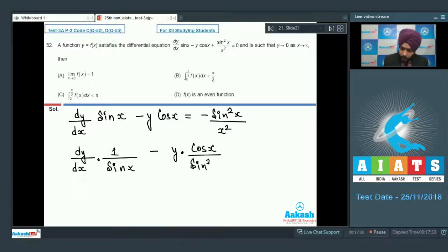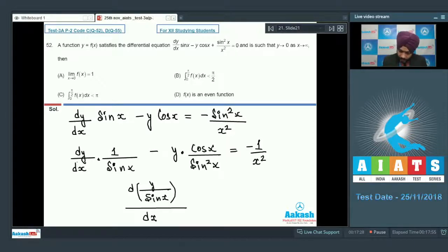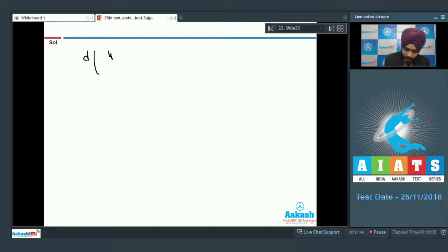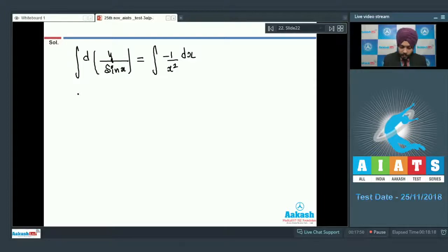is equal to minus 1 upon x square. Carefully observing the left hand side, it is the perfect differential of y upon sin x with respect to x, is equal to minus 1 by x square. And in the next step, I am going to integrate. So d of y upon sin x is equal to integral of minus 1 upon x square dx. Integration on the left hand side also. So y upon sin x is equal to 1 by x plus c.